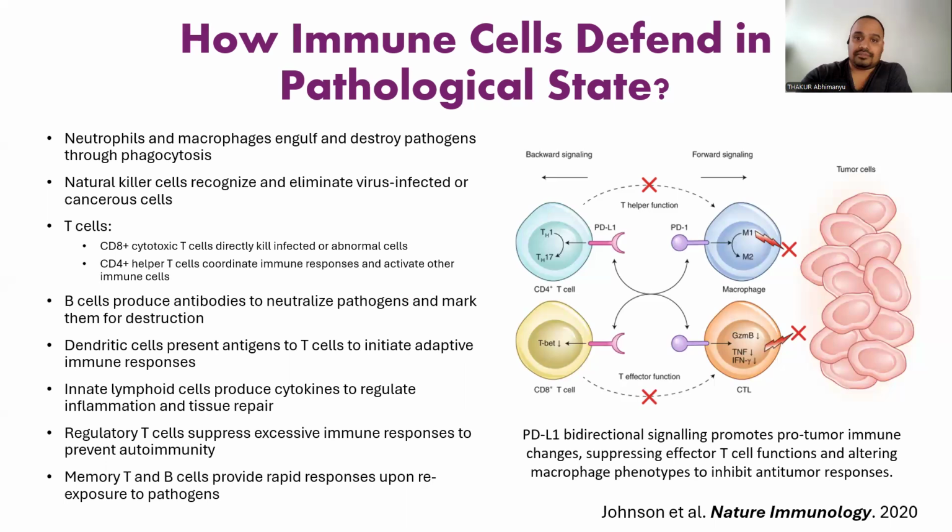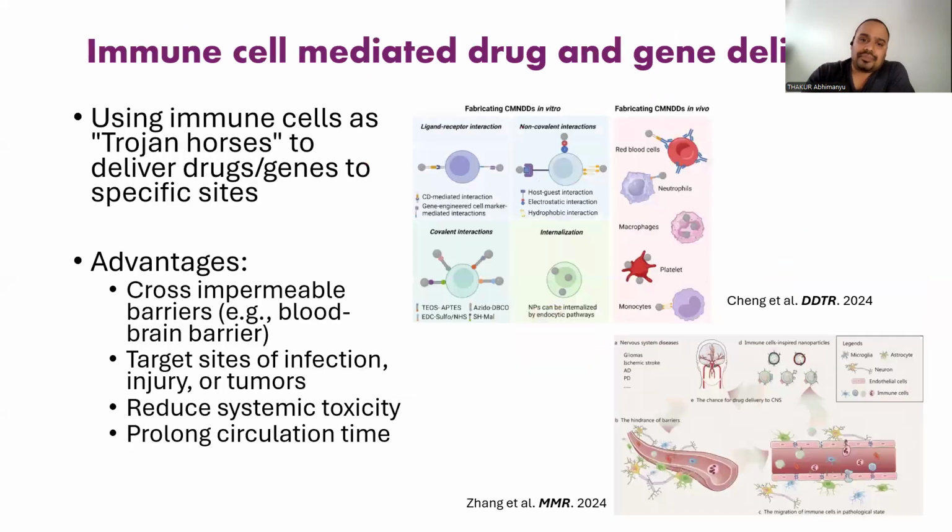Innate lymphoid cells secrete cytokines to regulate inflammation and tissue repair processes. Regulatory T cells maintain immune homeostasis by suppressing excessive responses, while memory T and B cells provide rapid and enhanced protection upon subsequent pathogen encounters, forming the basis of immunological memory.